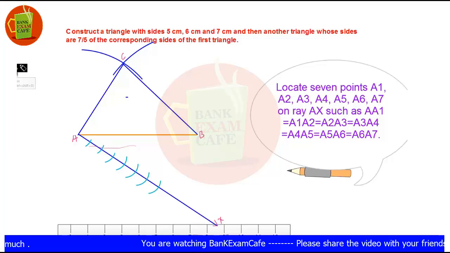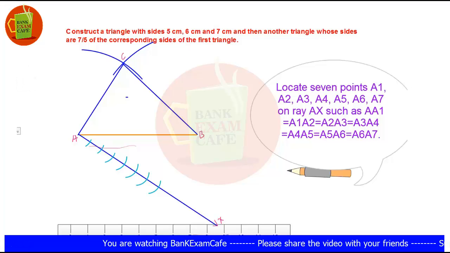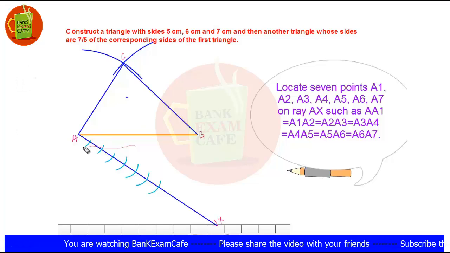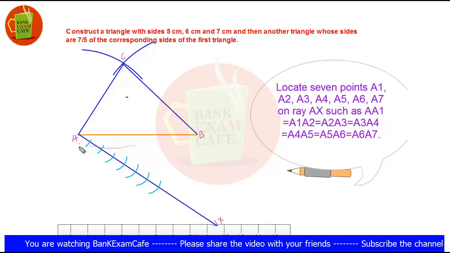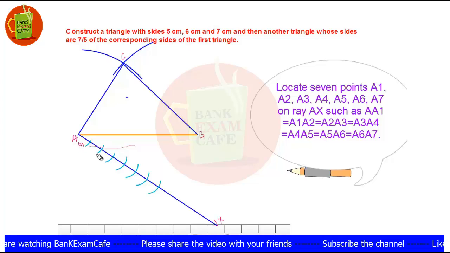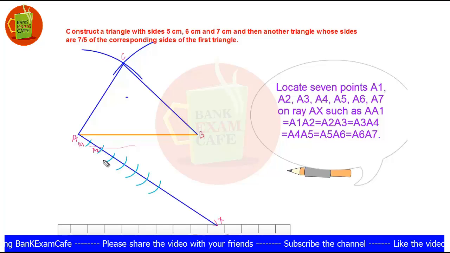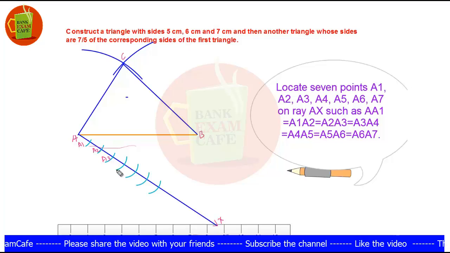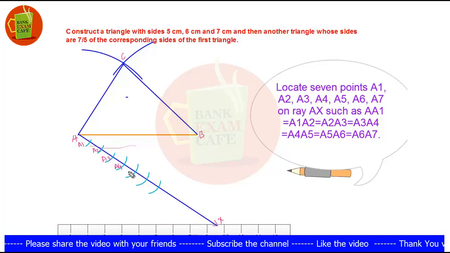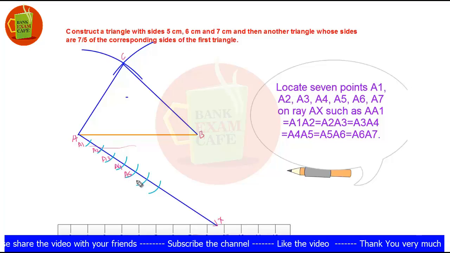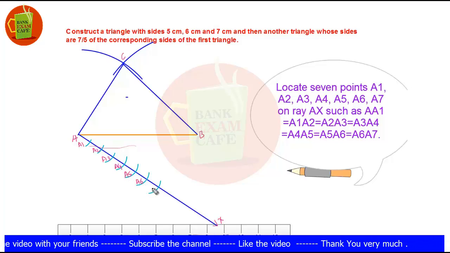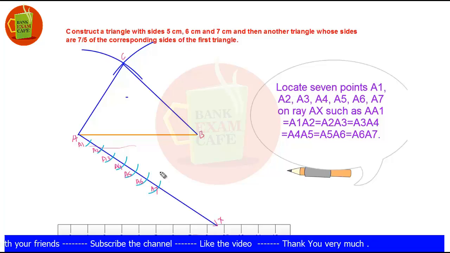So name them as A1, A2, A3, A4, A5, A6 and A7.